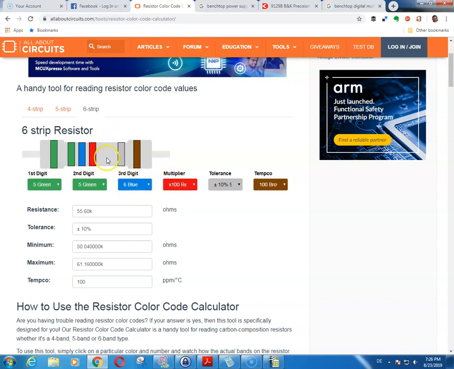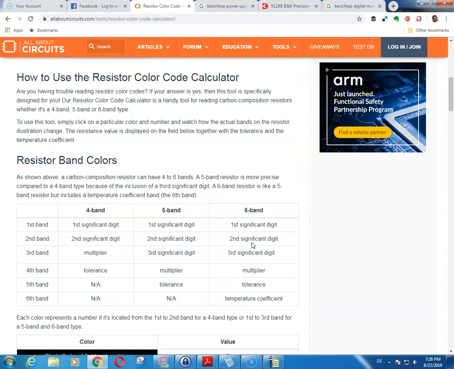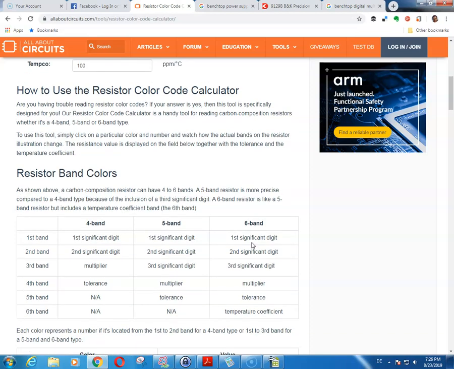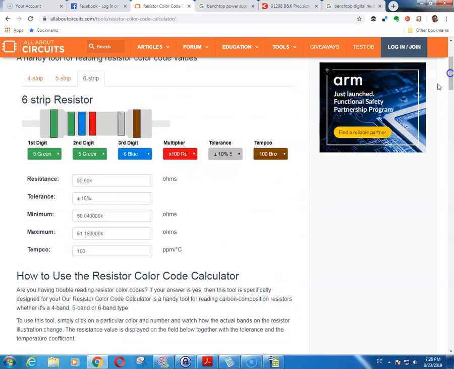Then you again have the multiplier, and then you have the tolerance, and then there is something over here called the temp code, whatever that is. I don't really know. Let's see what this is. Okay, temperature coefficient. So there is some temperature coefficient, and based on the temperature, of course, the resistance of your resistor is going to change.